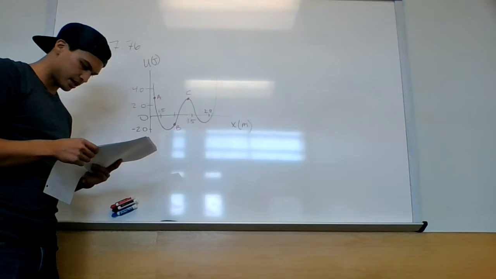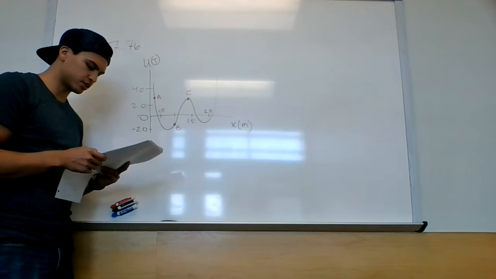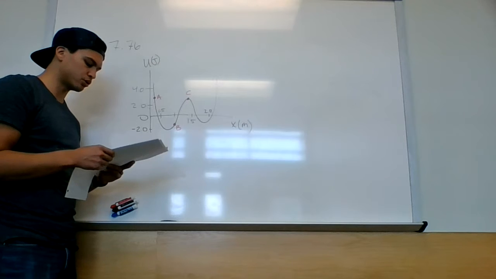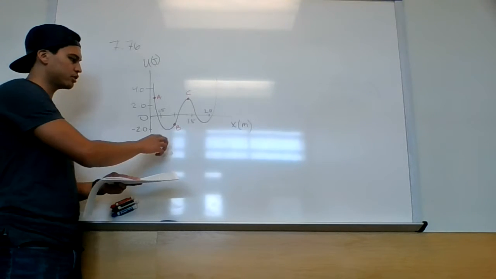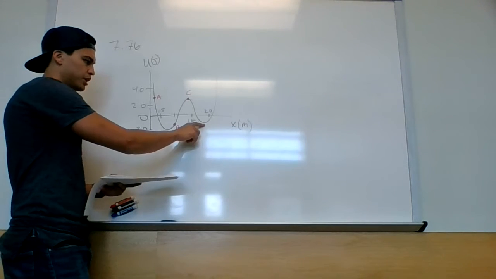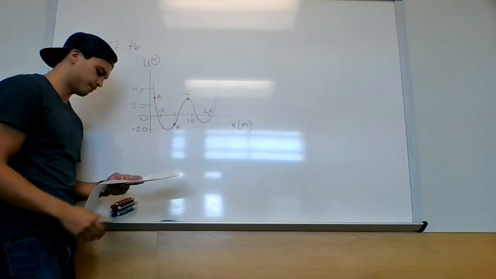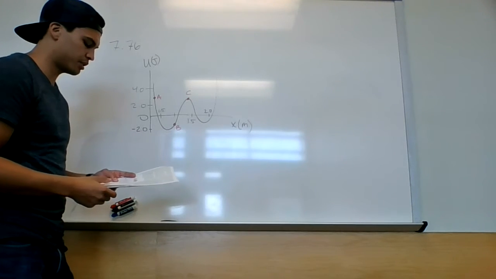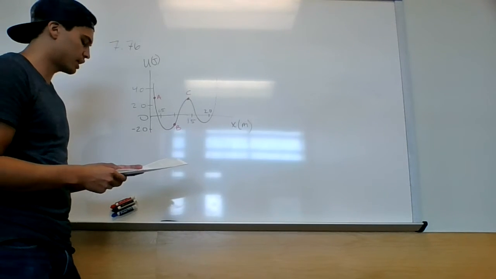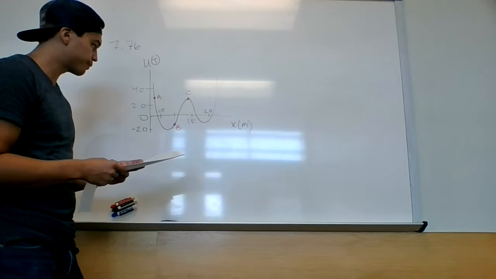Part F, what value or values of x correspond to points of stable equilibrium? Stable equilibriums are the troughs, so it's going to be at the bottom. So about 0.75 and about 1.75 are the points.